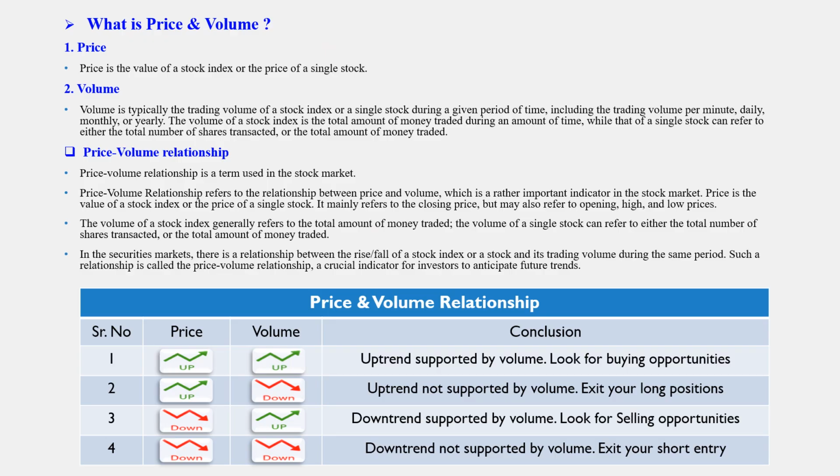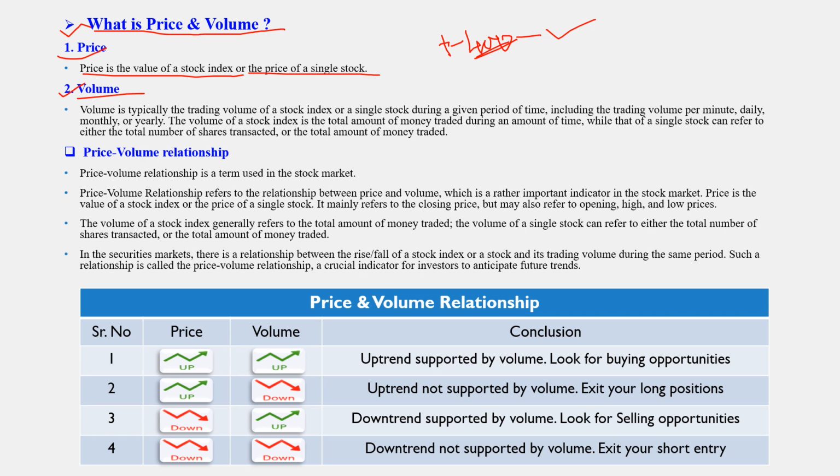What is price and value? Price is the value of a stock index or the price of a single stock. Means in our trading, Tata Motors' current price is 400 rupees. So this is called a price. The current price is 400 rupees. Volume is typically the trading volume.